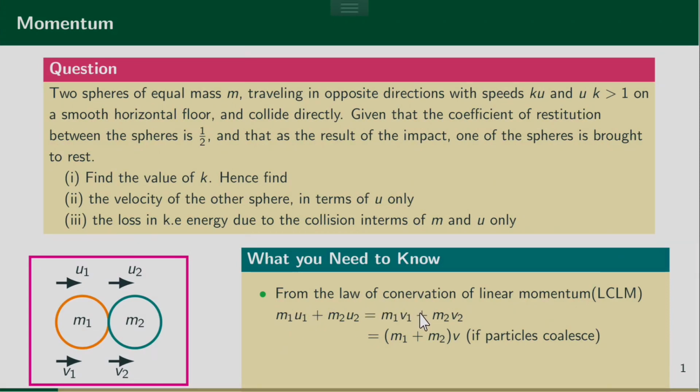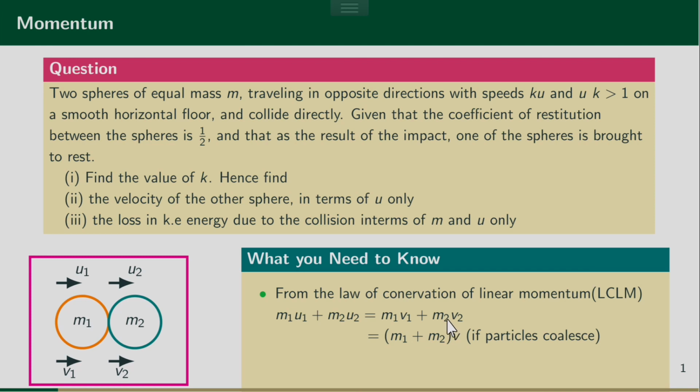But in some cases, after the impact, some particles may stick together as one and move together. So we say the particles have coalesced. In the case where they coalesce, the momentum after collision will be the sum of their masses multiplied by that common velocity. So we will have m1 plus m2 multiplied by v, where v is the common velocity with which they move after the impact.